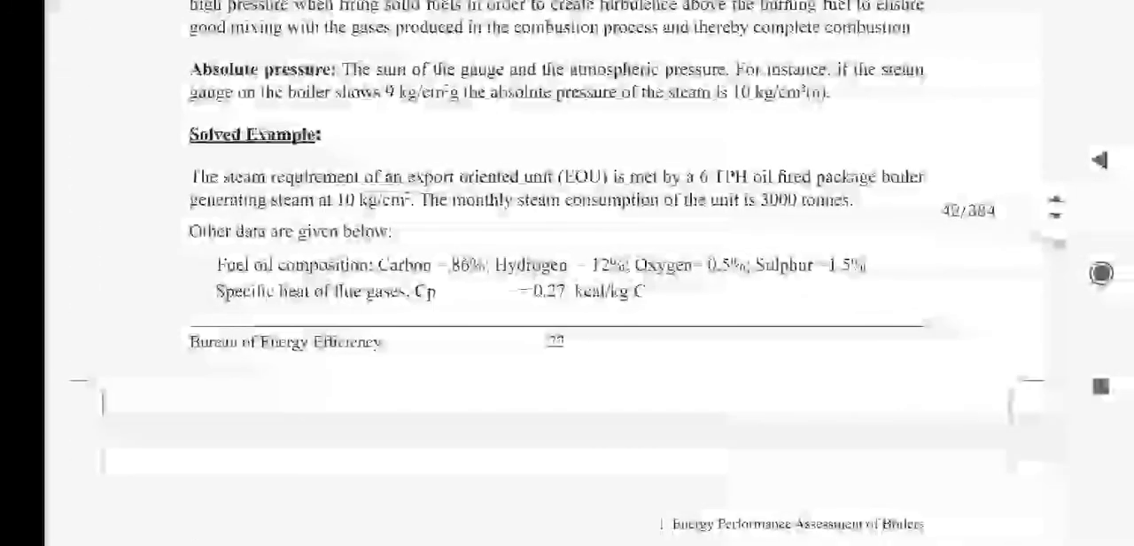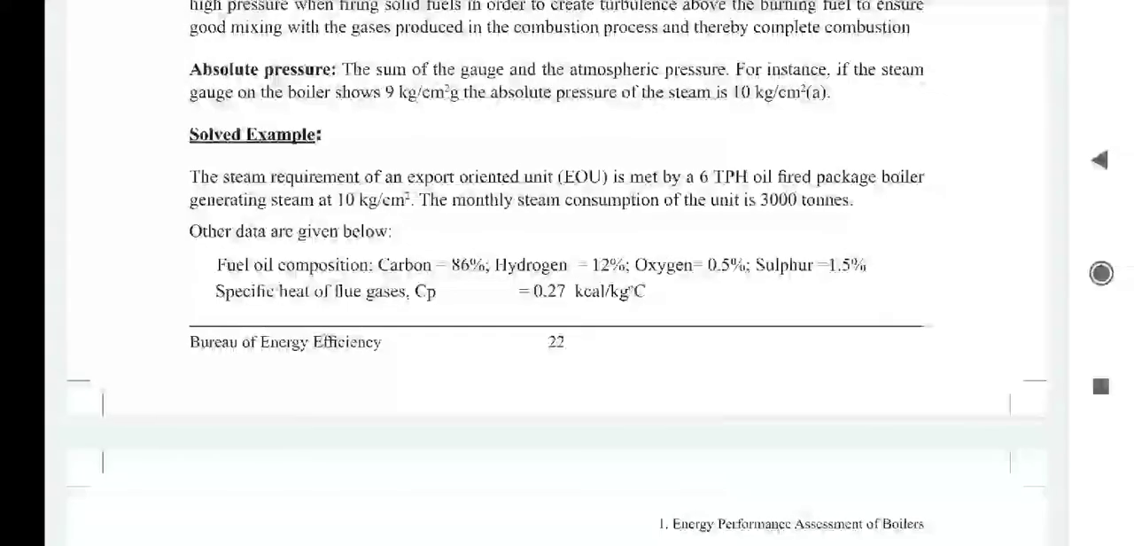Then another example. The steam requirement of an export-oriented unit is met by a 60 ton per hour oil-fired package boiler generating steam at 10 kg per centimeter square. The monthly steam consumption of the unit is 3000 tons. Other data are given below.